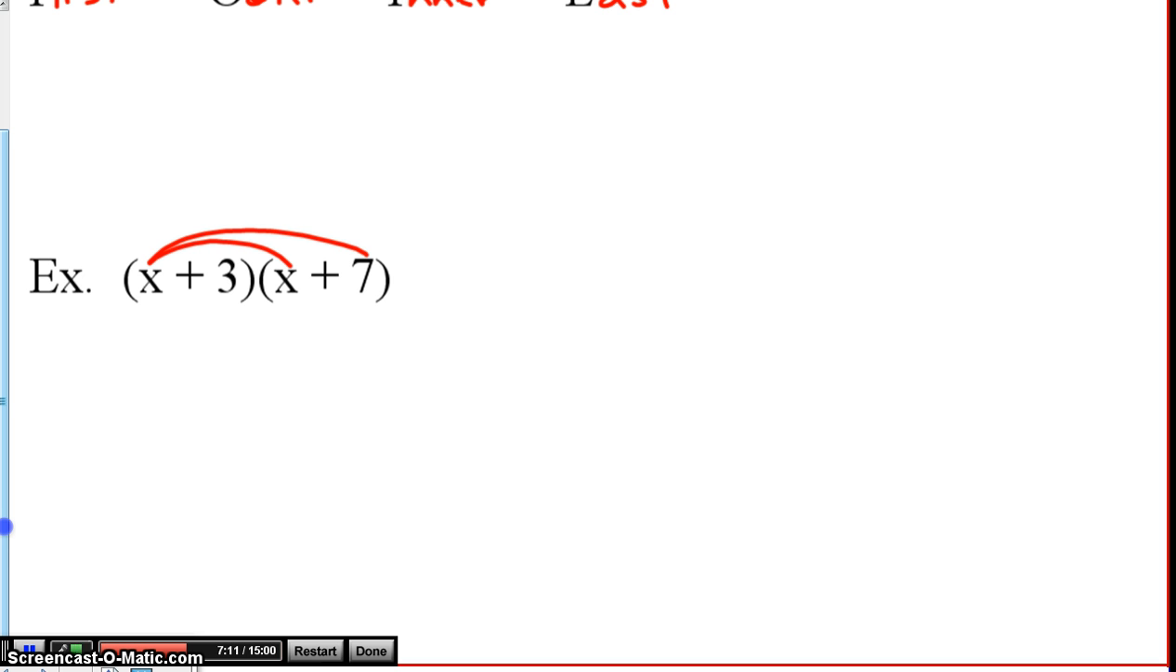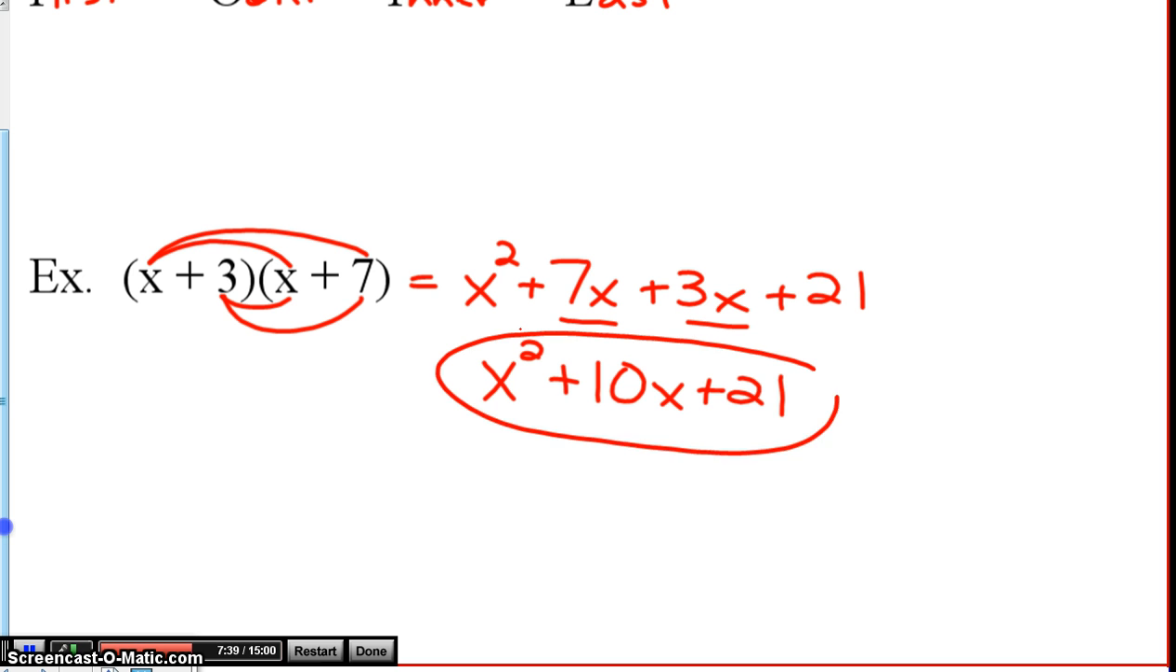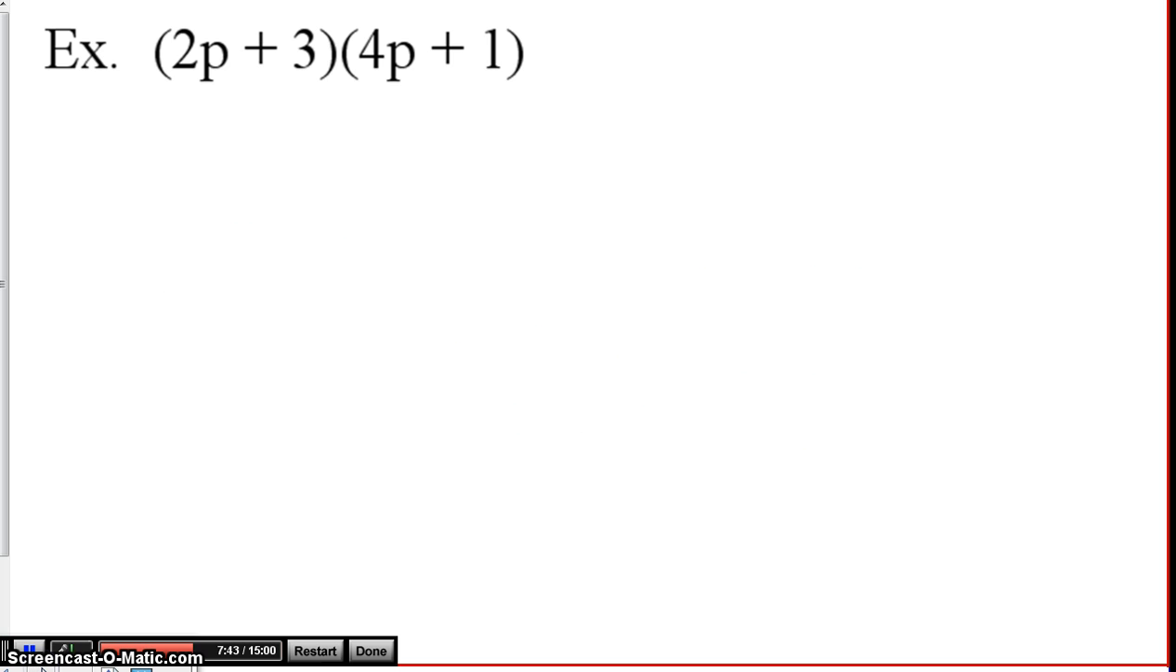So I'm going to multiply x times x, which gives me x squared. Then I'm going to multiply x times 7. Then I'm going to multiply 3 times x. And lastly, I'm going to multiply 3 times 7. Once I've done that, I can combine my like terms to simplify.